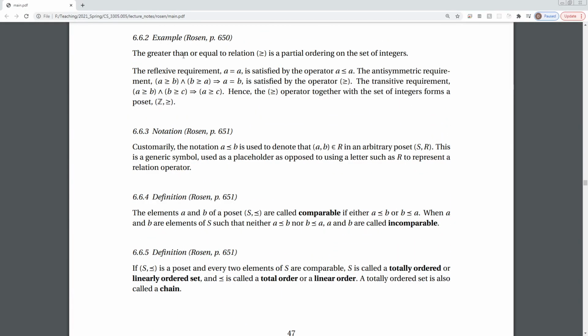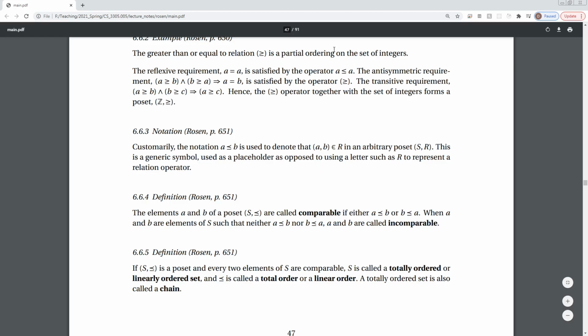So, for example, the greater than or equal to relation is a partial ordering on the set of integers. So it's not totally ordered, but it's partially ordered. The reflexive requirement is satisfied: A is less than or equal to A, always, to itself. The anti-symmetric requirement: if A is greater than or equal to B and B is greater than or equal to A, then A must equal B, and that's satisfied by this operation.